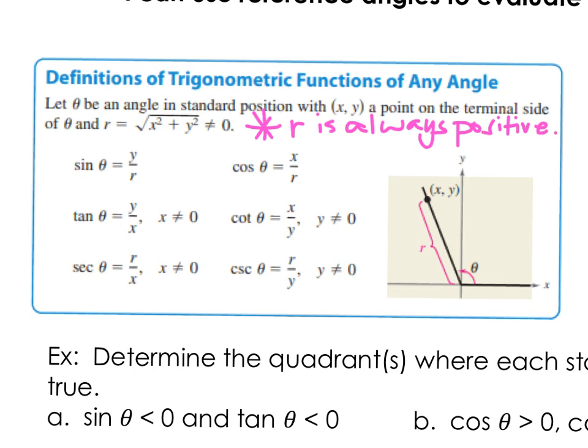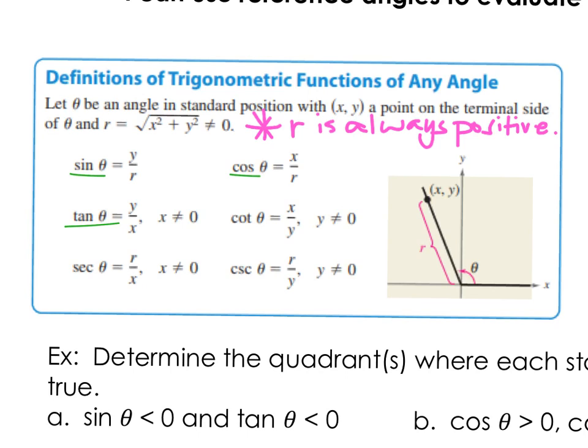If we think of our terminal ray as a length of r, what we can do is pick a coordinate on that terminal ray and use that to find the length of r, no matter what quadrant we end up rotating in. Now sine, cosine, and tangent are going to be our more common definitions that will apply.